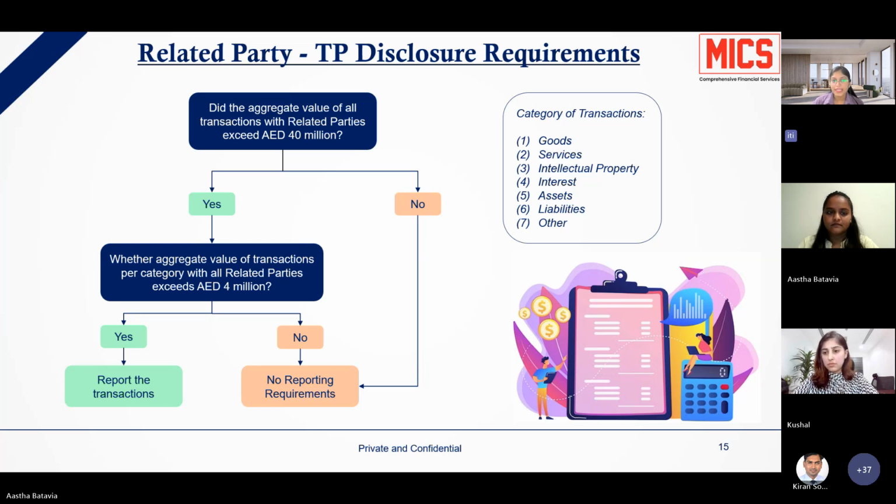The second test, we need to see category wise. So we need to ask whether the aggregate value of transactions per category with all related parties exceeds AED 4 million. If the answer is no, then we need not report that particular category. If the answer is yes, then we must report that particular category while filing our corporate tax return. Here are the categories written on the screen. It may be goods, services, intellectual property, interest, assets, liabilities, and others.